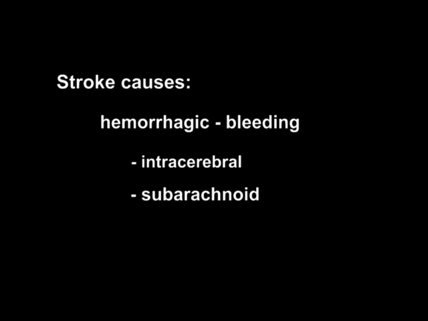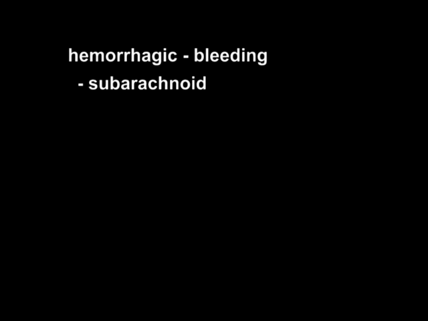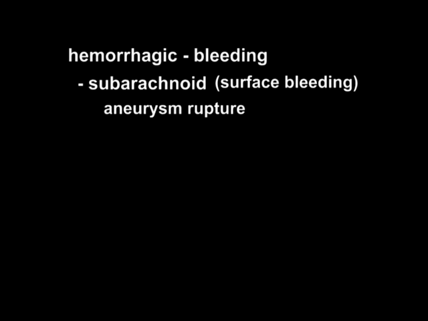Let's take a look now at the other common cause of hemorrhagic stroke, subarachnoid hemorrhage. Unlike intracerebral hemorrhage, in which bleeding occurs within the brain itself, subarachnoid hemorrhage occurs on the surface of the brain. The most common cause of subarachnoid hemorrhage is rupture of an aneurysm. 85% of aneurysms in the brain occur in the anterior circulation, predominantly in the circle of Willis.